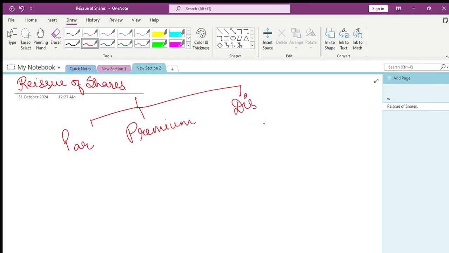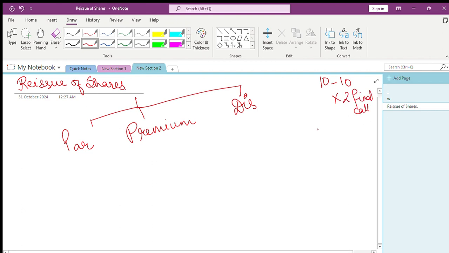Let's understand this. There was a 10 rupee share. You had asked for the full 10 rupees per share. The person had not given 2 rupees of the final call. Now what will happen? On these shares, 2 is not received.